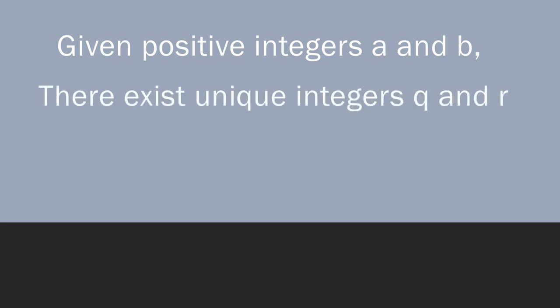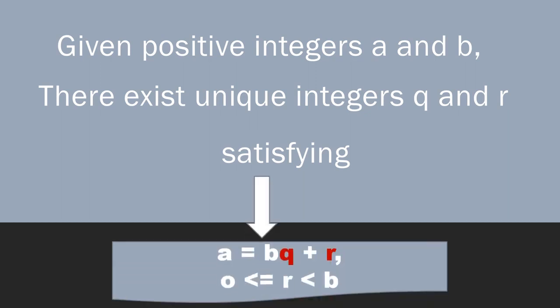Then there exist unique integers q and r, where q and r are the quotient and remainder. They have to satisfy the equation a equals bq plus r, where r should be between 0 and b. So this is the division lemma. In previous videos, we have checked many examples to understand this. If you are not aware, you can check that.